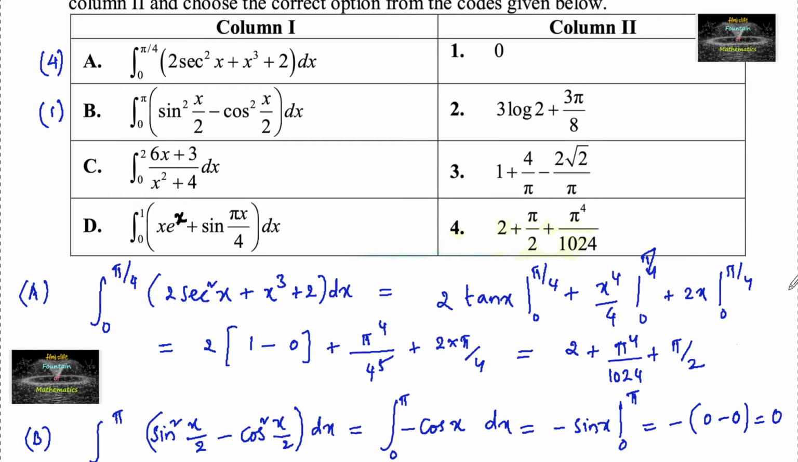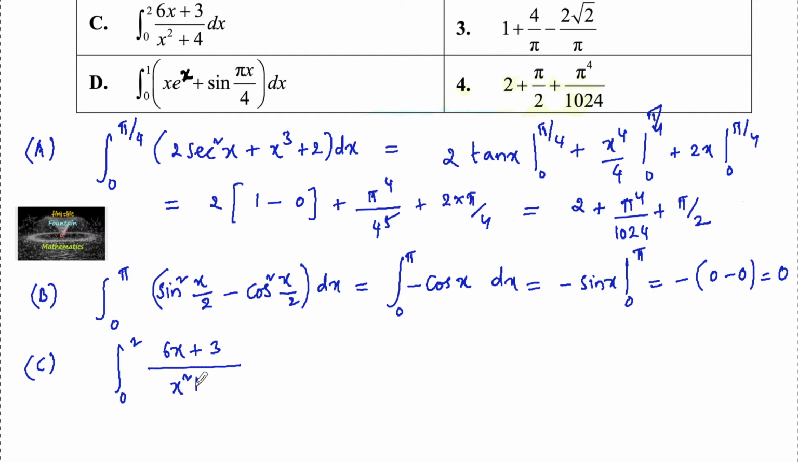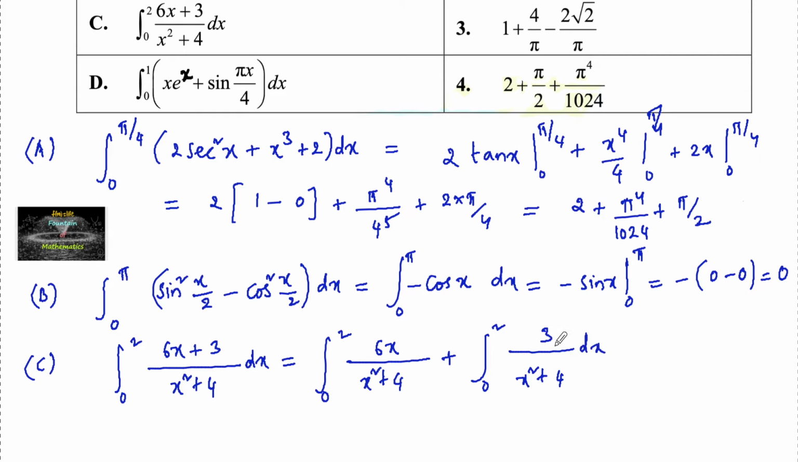For b we can go with option 1, and c, integration 0 to 2 6x plus 3 upon x square plus 4 dx, which is equal to integration 0 to 2, we can add 6x upon x square plus 4 plus integration 0 to 2 3 upon x square plus 4 dx, and in the first integral I can substitute x square plus 4 is equal to t. So we'll have 2x dx is equal to dt.